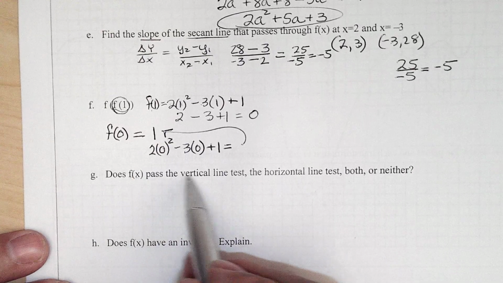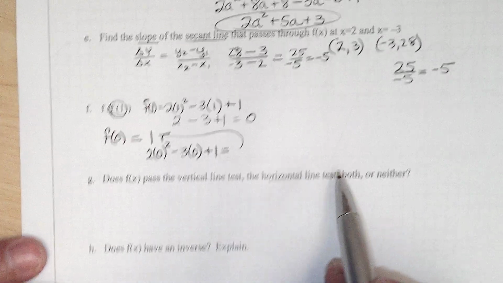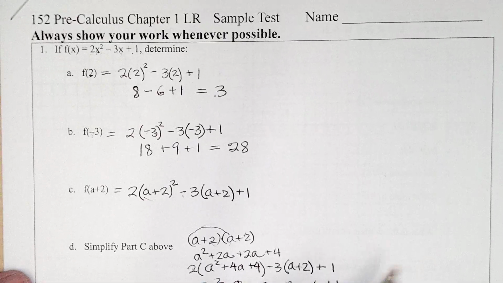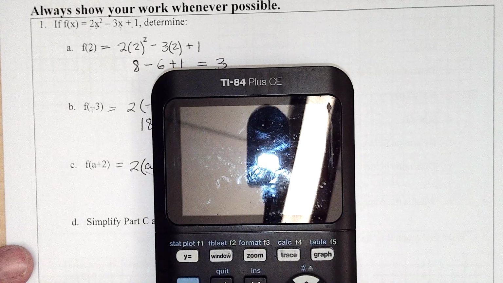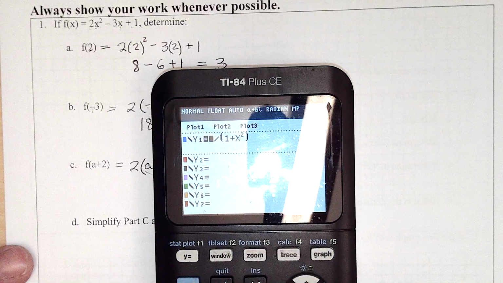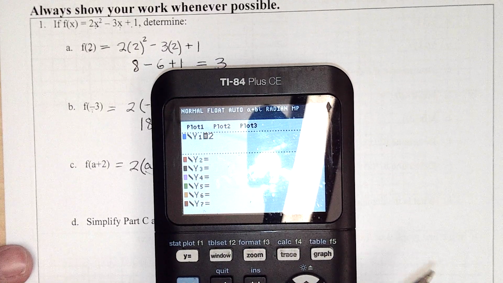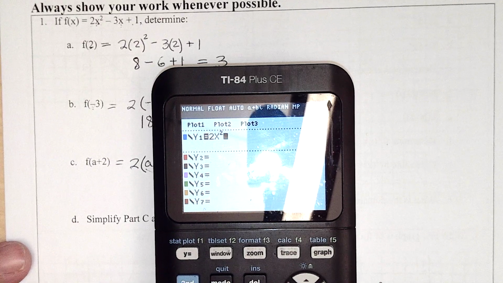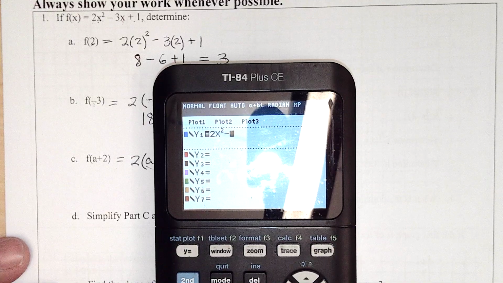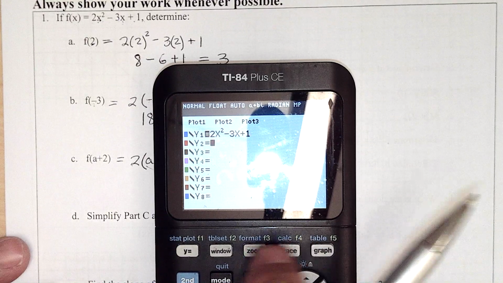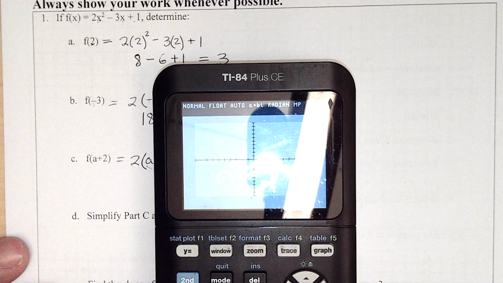Does f of x pass the vertical line test or the horizontal line test? Well, you can graph it. I can do it on the calculator. I can do it in Desmos. I'm going to go 2x squared minus 3x plus 1. Zoom 6.